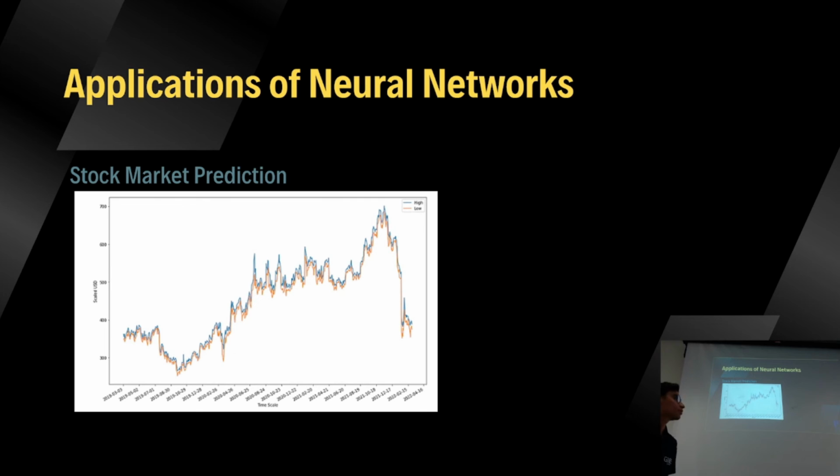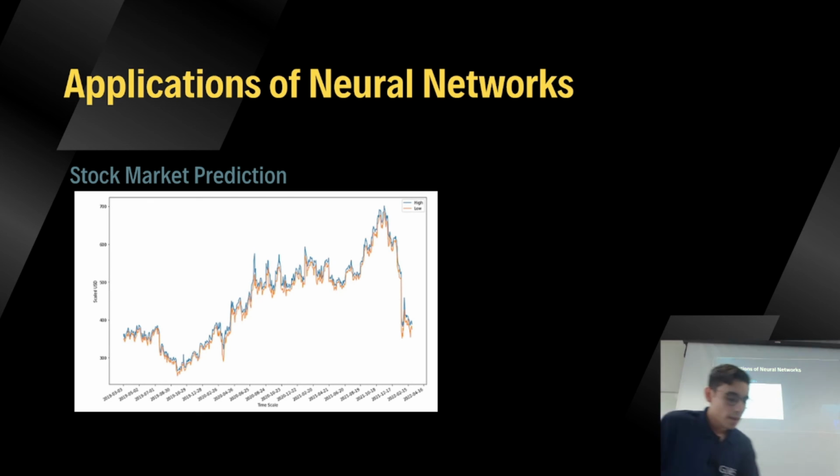Another application is stock market prediction. If you see this graph here of the investment, we cannot really predict what it's going to do after the end of the graph, but we can try to put these outputs in a neural network to try to predict the outputs for other instants of time. And that's an application in stock markets.